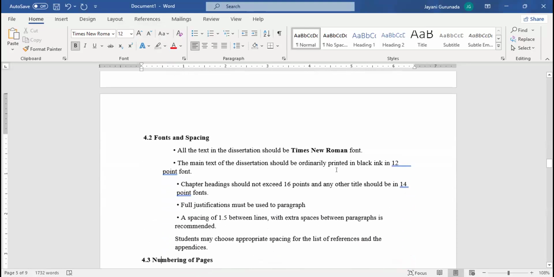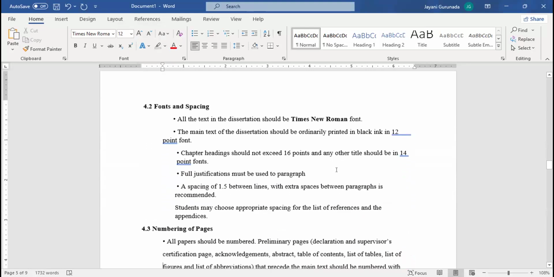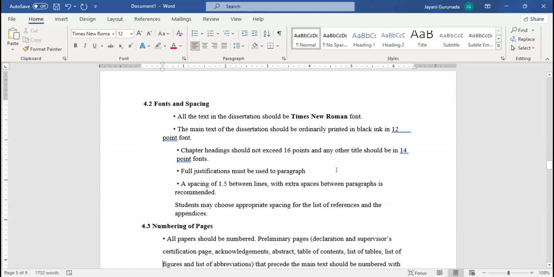Fonts and spacing. All the text in the dissertation should be Times New Roman font. The font is Times New Roman, not Calibri body or whatever it is. Should be Times New Roman. And font size should be 12, except special things like the title. Chapter headings should not exceed 16 points. Headings like chapter 1, chapter 2, chapter 3 are 16. Then the ones that follow, like introduction, are 14, right?